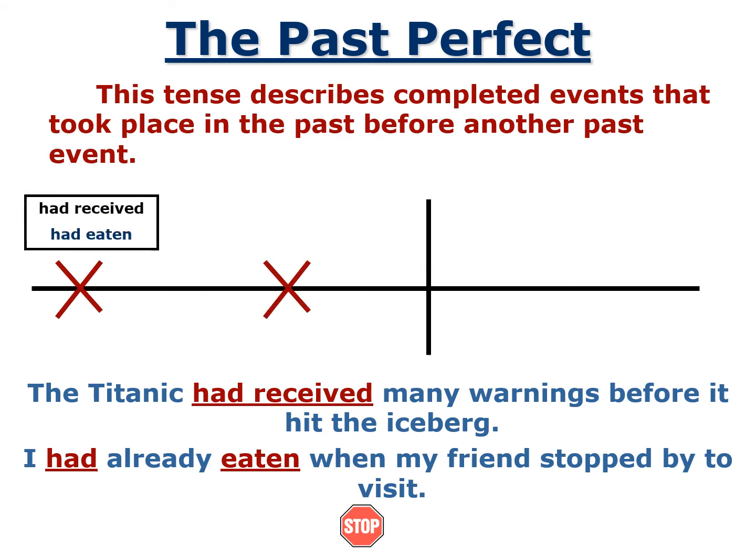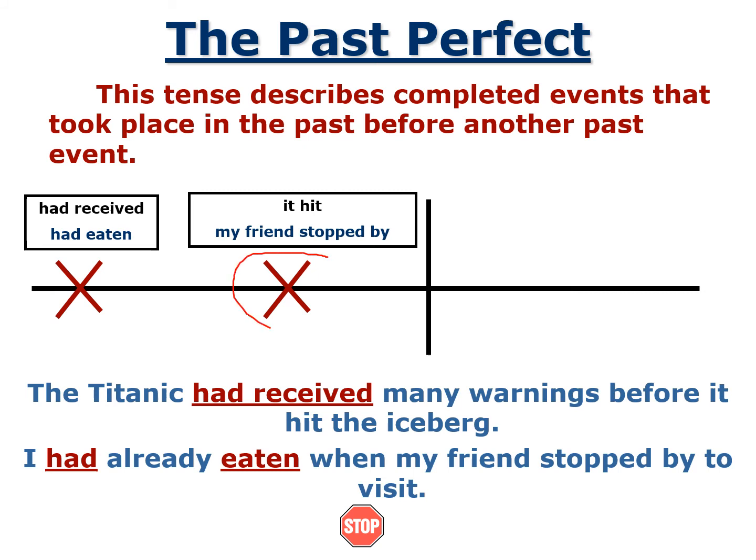So look here, we have 2 past actions, one in the past simple and one in the past perfect, but the past perfect is always first before the simple past. The Titanic had received many warnings before it hit the iceberg. So receiving the warning was first, and then it hit the iceberg. So this is the past perfect and this is the simple past.